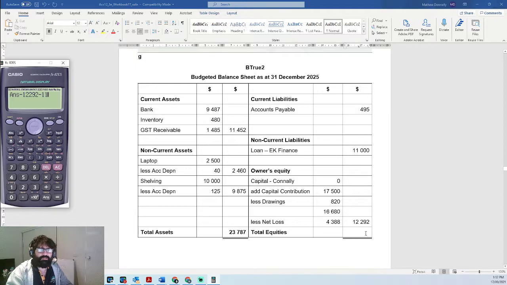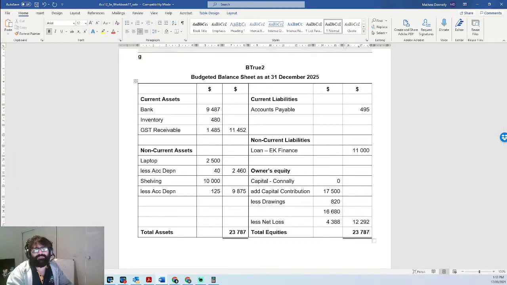12292 minus 11,000. If I've done this right, 495 will be our accounts payable. We can double check it as well. Going 495 plus 11,000 plus 12292. Damn it! Let's do it again. 495 plus 11,000 plus 12292. I pressed space. I shouldn't be pressing space. All right. 23787. We got it. Now I can hit space.